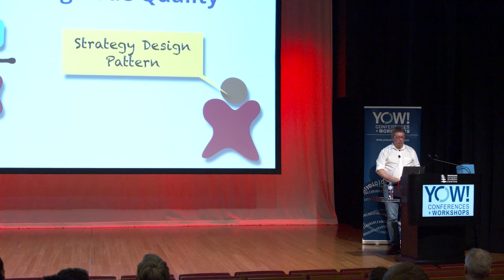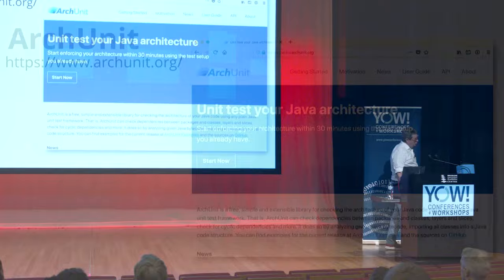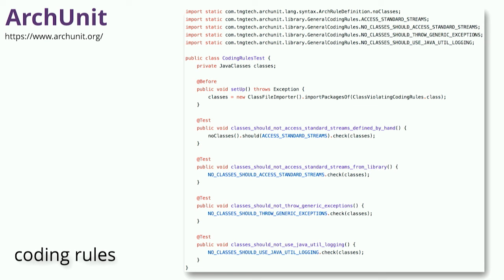There's some really great tools that allow you to do this sort of stuff. There's a great tool in the Java space called ArchUnit, which is inspired by JUnit. This will let you handle some common headaches in the architecture space, like lazy developers who throw generic exceptions. Now you can tell them they can't anymore, because this prevents them from throwing generic exceptions.